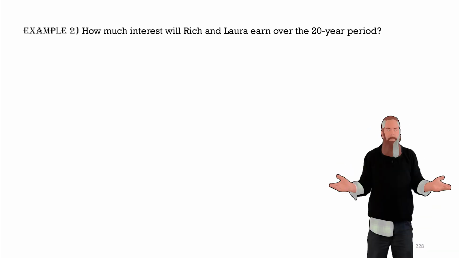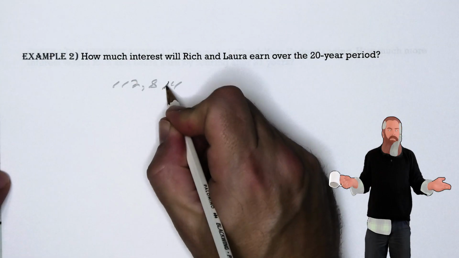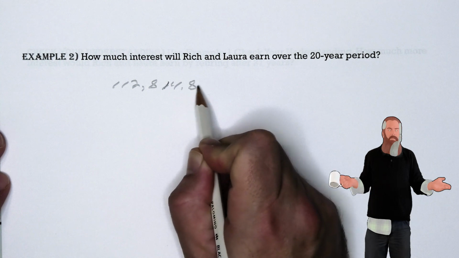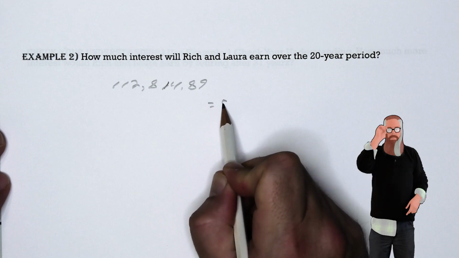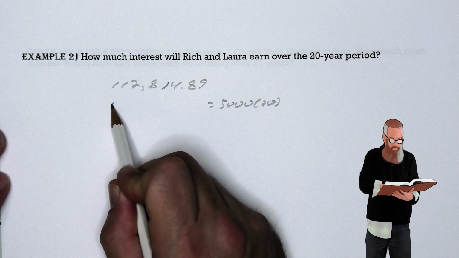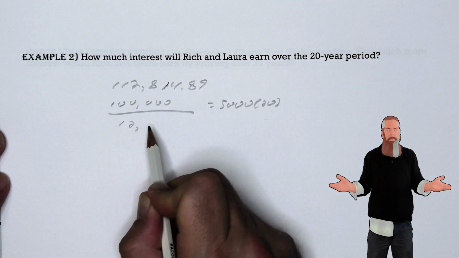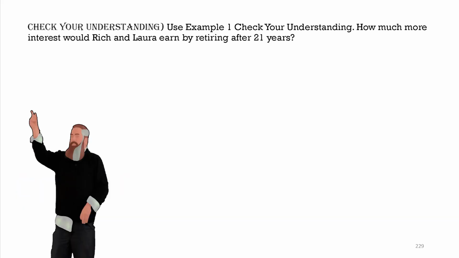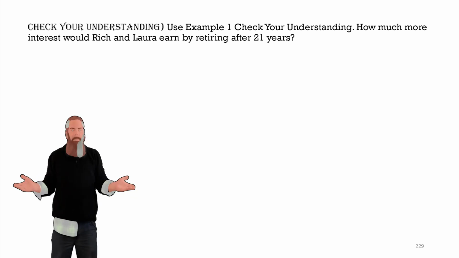How much interest will Rich and Laura earn over that 20-year period? Well, we already know that the balance in their account is $112,814.89. But how much money did they put in there? Well, $5,000 a year for 20 years means they themselves put in $100,000, meaning they earned interest of $12,814.89.